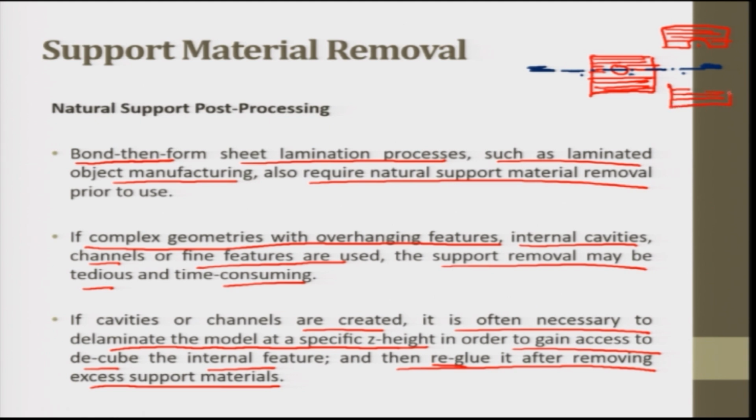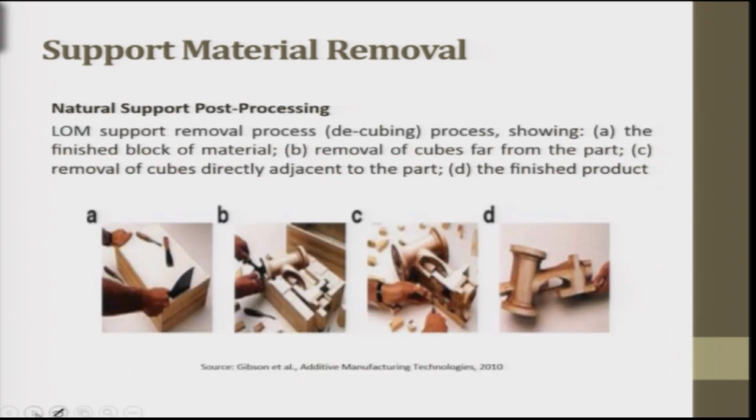So, an example of a decubing operation of laminated object manufacturing can be seen here. You can see the laminated object manufacturing support removal process, that is the decubing process, showing the finished block of material. Then the second part, part B, is removal of the cubes far from the part. These are the cubes far from the part which are being removed. Then these are the cubes which are close to the part, just adjacent to the part, that is part C. Then the finished product is taken. So, this is natural support post processing.